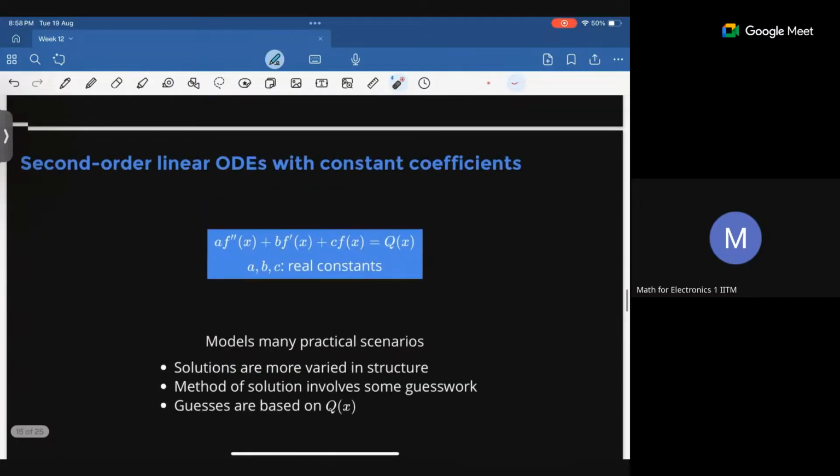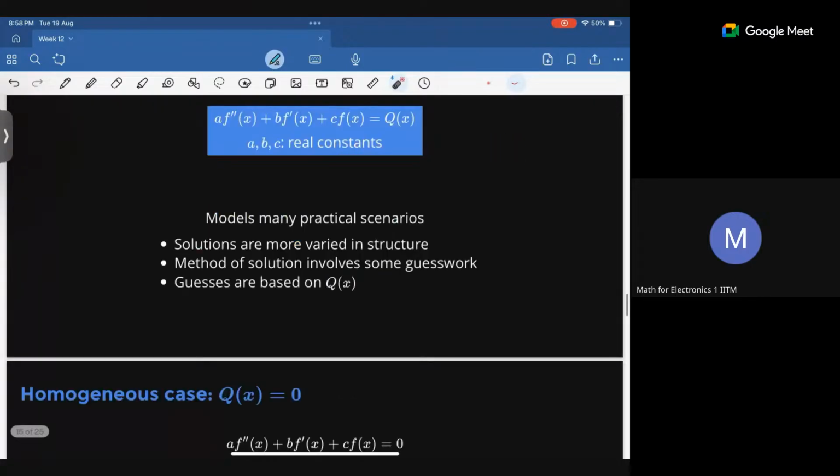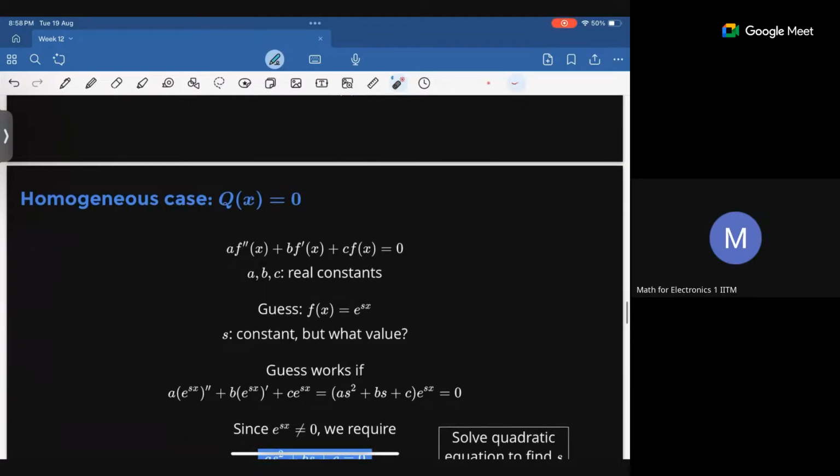Okay, so when Q of X is 0, which is if the right side part is 0 in your equation, then it's called a homogeneous linear ODE, a second order linear ODE. Okay, so when Q of X is 0, our expression will look like A f double prime of X plus B f prime of X plus C f of X is equal to 0. If the second order ODE is present like this, then our life is a little easier. What we can do is guess our solution to be e power sx, some exponential function. Okay, so e power sx is the solution.